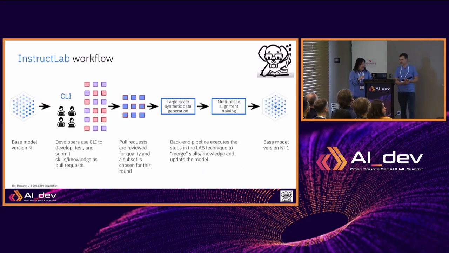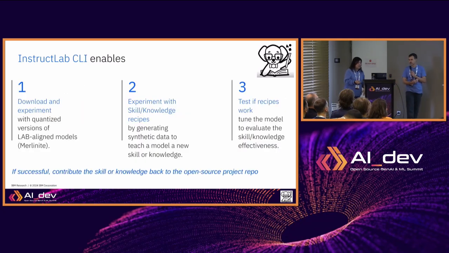Oh, sorry, I just want to point out that at the end, you get a base model version N+1, which is contributing to the base model and not just another fork, which is important. One thing I don't know if you mentioned earlier: we mentioned the Labrador puppy, but language alignment for chatbots, the B is for bots. So we'll show you a link later with the paper.